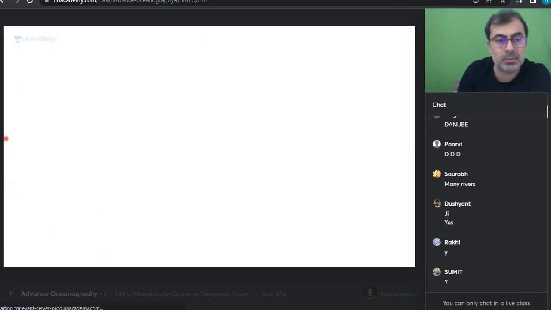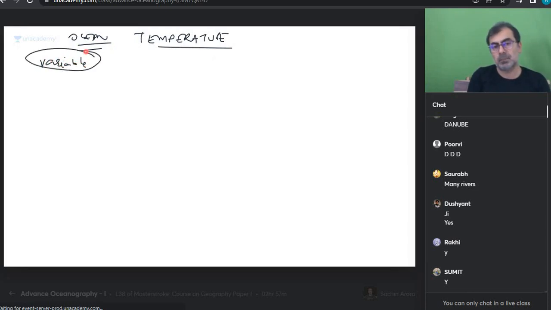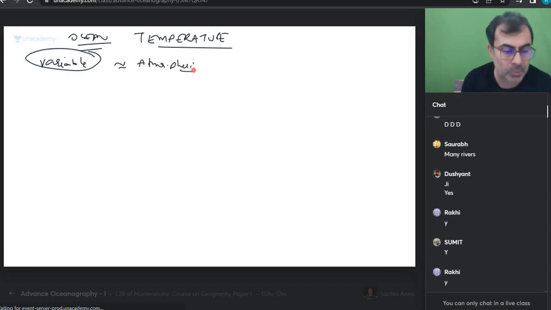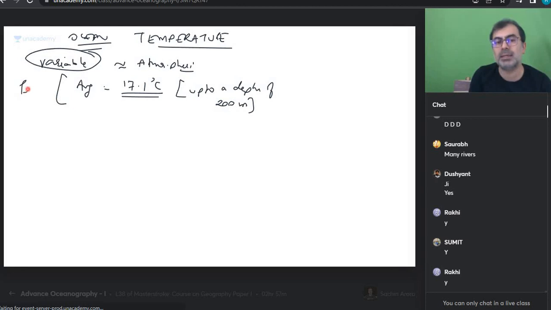Let's go to the next one. Temperature. Ocean temperature, similar to salinity. Temperature is variable, just like atmospheric temperature. Average temperature is 17.1 degrees Celsius. Average, get that? And when I say this, it is up to a depth of 200 meters, so this is generally the top layer that we talk about. Whenever we're talking about the top layers.